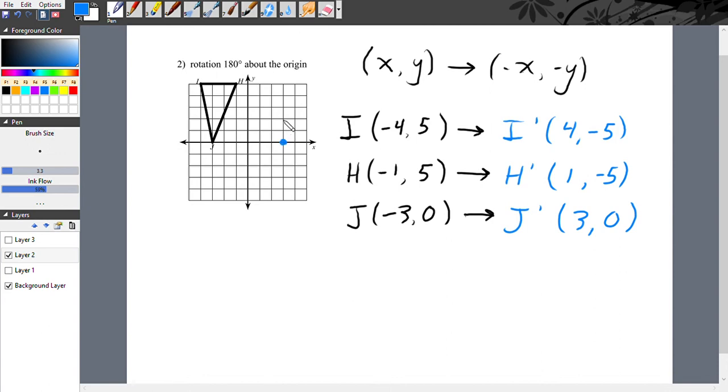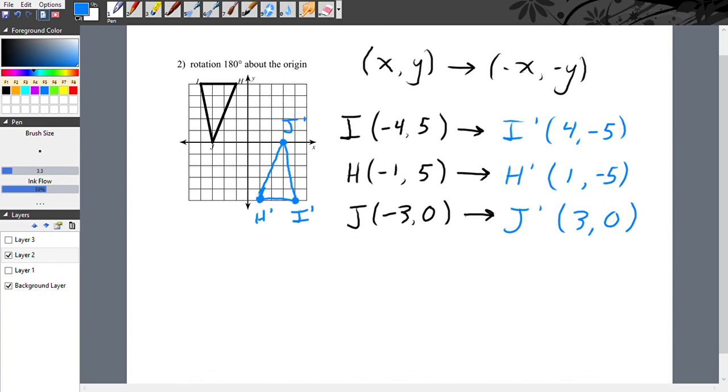So, plotting my points, J prime goes there at 3, 0. H prime will be at 1, -5 down there. I prime will be at 4, -5. Or, oops, that's supposed to be an I. I prime. Connecting my 3 points now gets me my triangle like that.